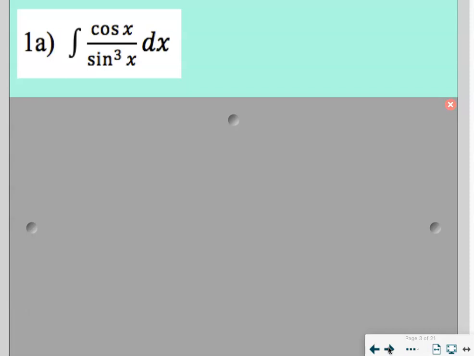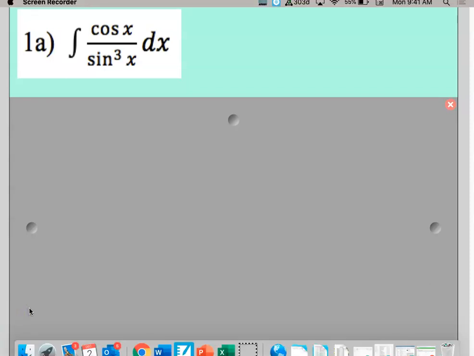All right, what's your u? Sine. Notice the u doesn't have to encompass the entire thing. It doesn't have to be sine cubed. It can just be sine. The exponent's okay. We can have exponents left over. All we have to do is make sure we get rid of the x's, really.